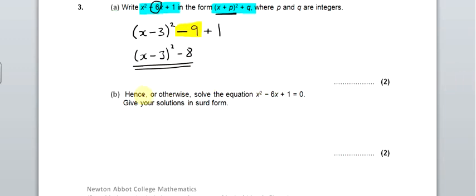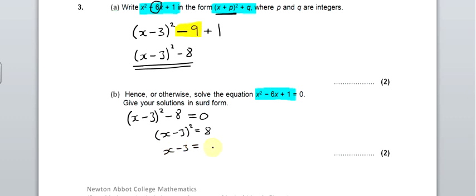Now, it says hence or otherwise solve the equation, and the hence bit is telling you that you can use the thing you've just done. And the thing to notice is that this is the same as this, which means that we can replace it with our answer. So we've got x minus 3 squared minus 8 equals 0. And because there's only a single x here, we can rearrange this. So we add the 8 across, and that gives us that. And then we square root.